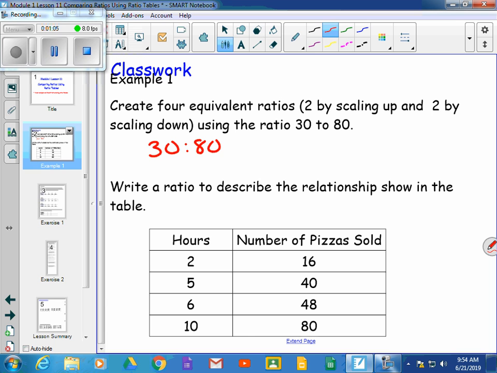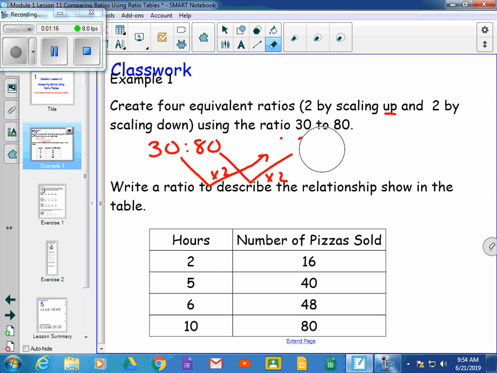So I'm going to do the one where we're scaling up. I'm going to just simply say times 2 and times 2. If I take 30 times 2, I get 60. And 80 times 2, I get 160. So 60 to 160 would be a good answer. I'll put that over here. 60 to 160.